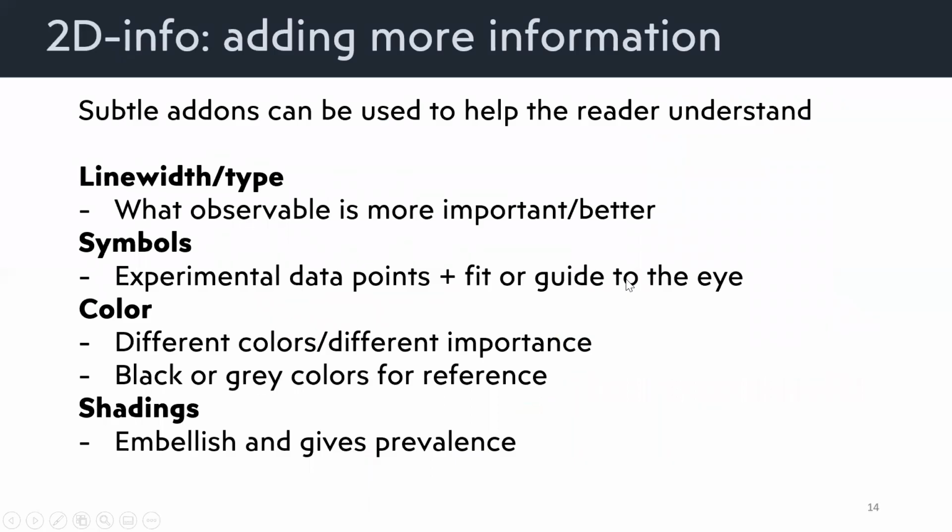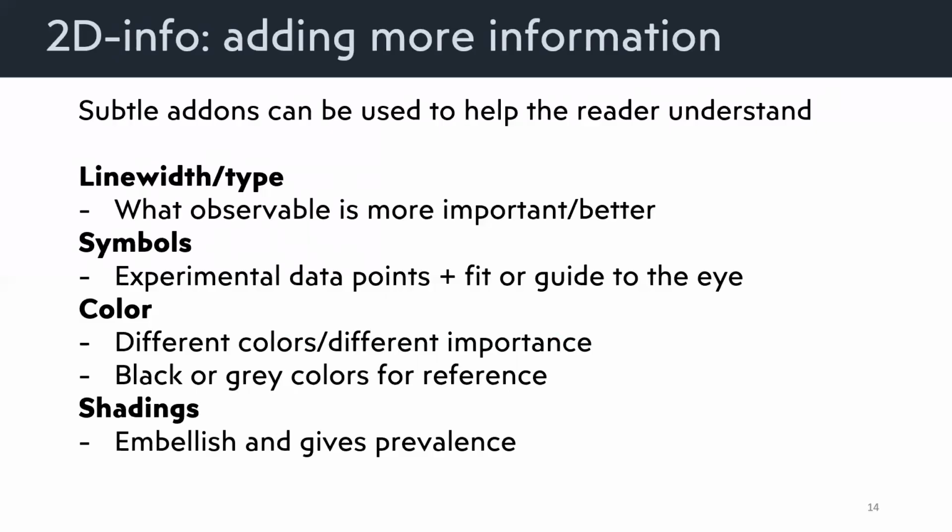Now, how can you add more information to a 2D plot? We have different tools here. You have the line width and type, which can be used to differentiate different samples, but it also can be used to add little subtle information to try to reinforce your message without distorting the information that you want to convey. You can also use different symbols and combine these with lines to showcase what is actual experimental data, what is a guide to the eye, what is a fit.